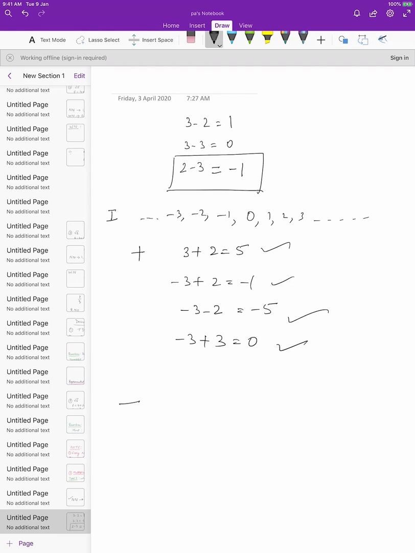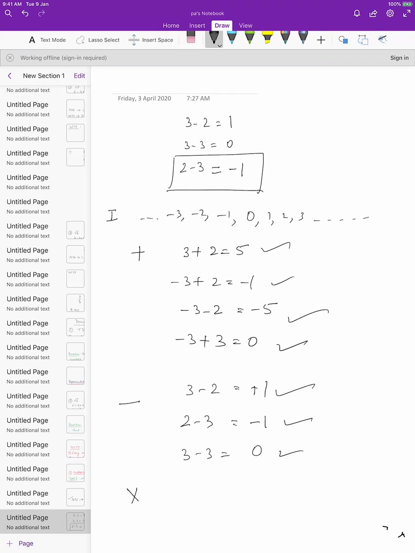Subtraction is again possible in the set of integers. 3 minus 2 is equal to 1 is an integer. 2 minus 3 is equal to minus 1 is also an integer. 3 minus 3 equal to 0 is also an integer. So, subtraction was also possible in the set of integers.